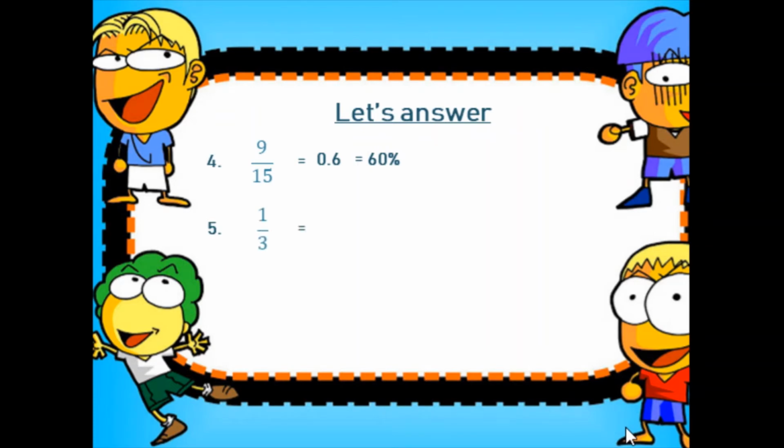1/3 is equal to 0.33, which is equal to 33%. 6th item, we have 4/7. 4/7 is equal to 0.57, which is also equivalent to 57%. Alright? Number 7.